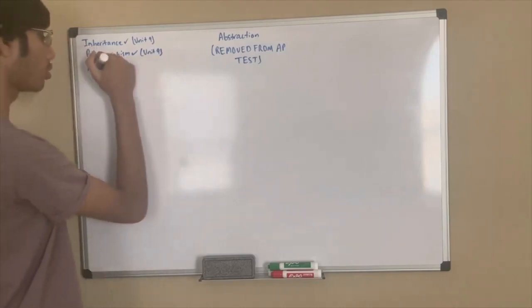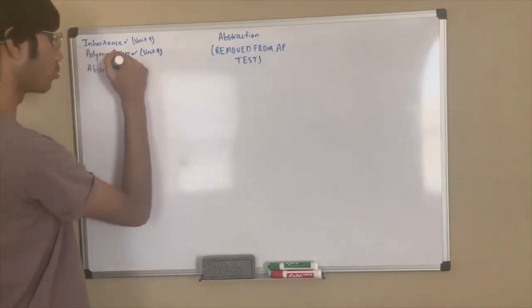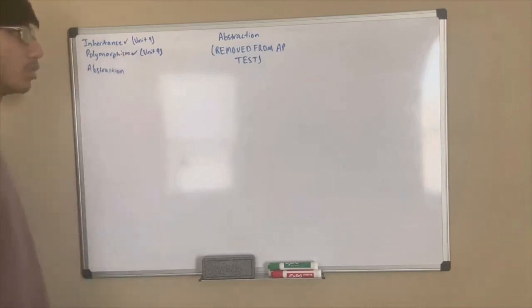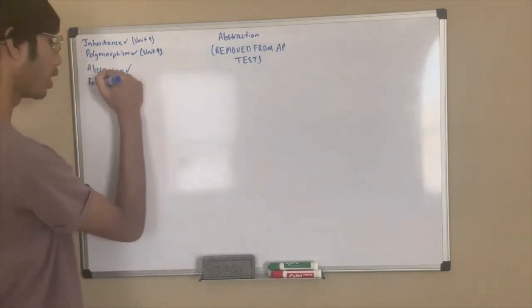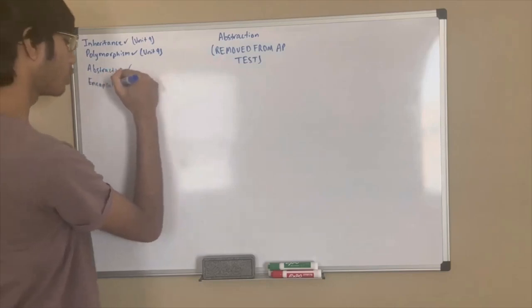Finally, we got abstraction. We're covering abstraction in this video. Abstraction is no longer on the AP test, so you don't have to worry about it. And then encapsulation is Unit 5, and that will be coming up next.